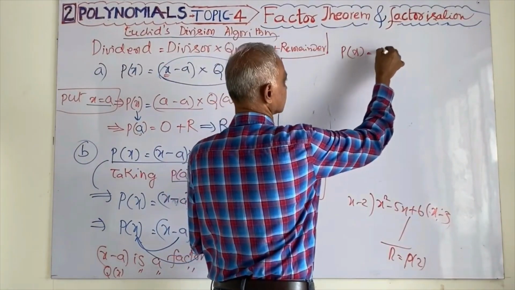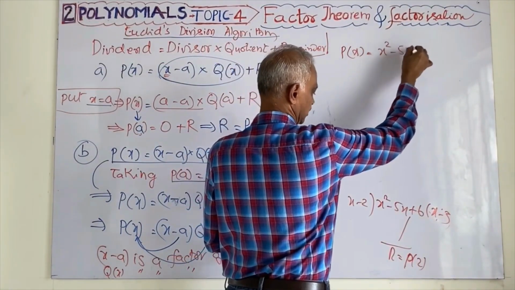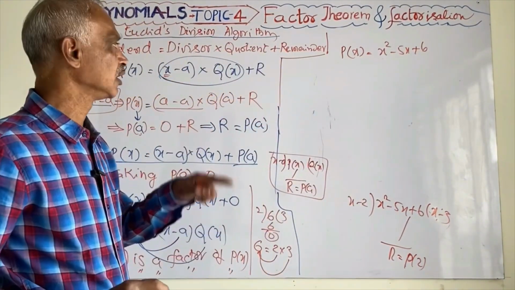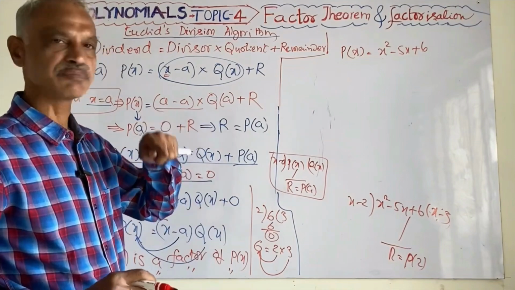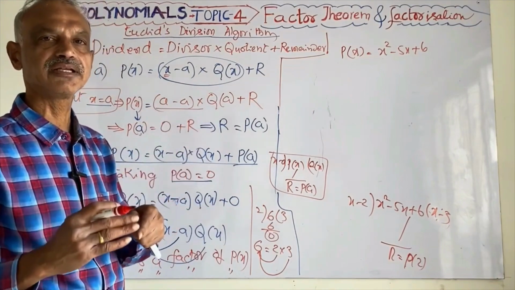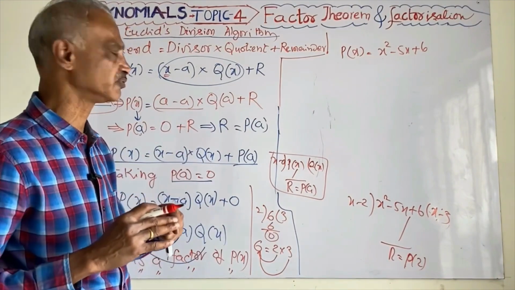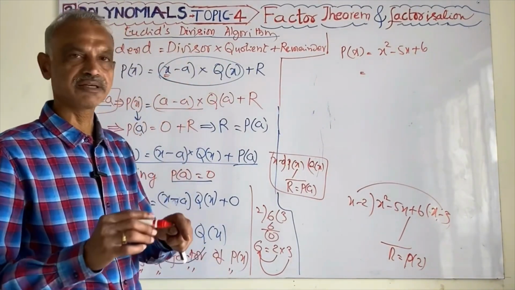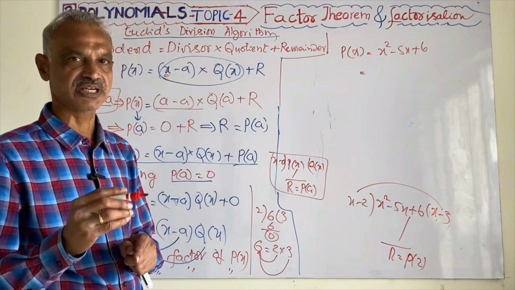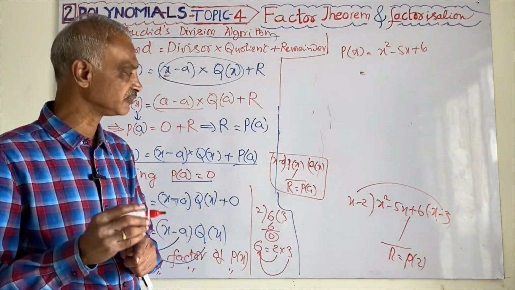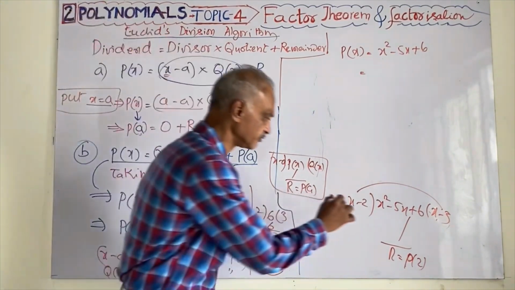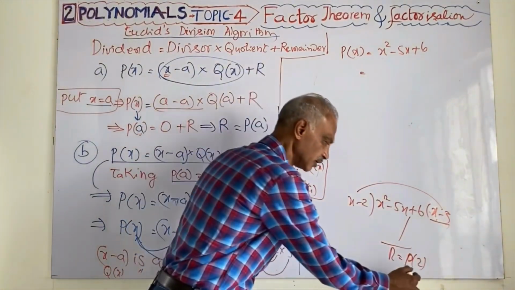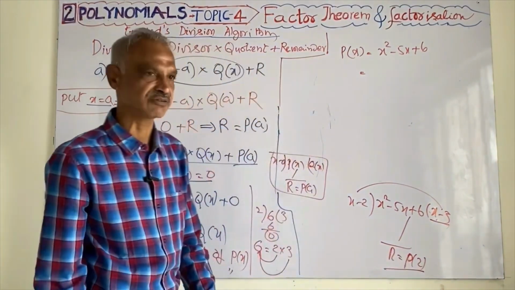What is p of x here? P of x is a quadratic polynomial. I am taking a quadratic polynomial p of x. I will divide it with x minus 2, so that the remainder is in the form of p of 2. How? Now p of x is equal to x square minus 5x plus 6. I will divide it with x minus 2. I have already divided with x minus 2. Quotient you got x minus 3. Remainder is in the form of p of 2.